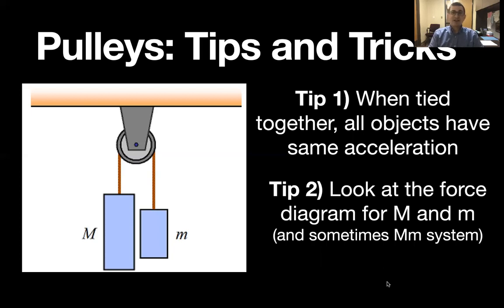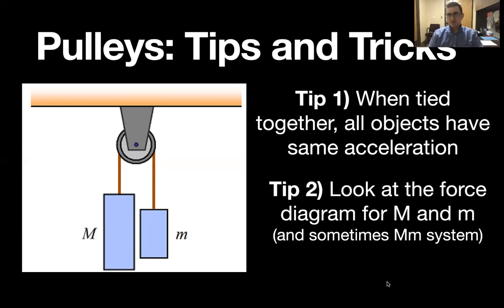Because if we can look at the net forces on big M and we can look at the net forces on little m, then according to F net equals ma, or Newton's second law, the net forces on big M should equal the acceleration times the mass for big M, and then the net forces on little m should equal that same acceleration times the mass of little m. And then we can have a system of equations that can allow us to solve for acceleration.